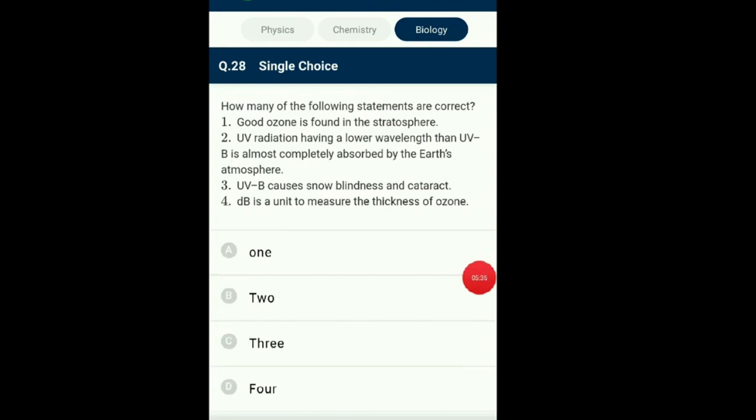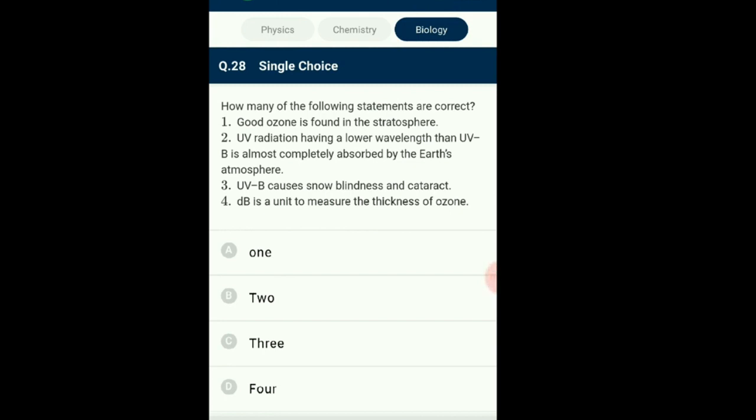Question number 28. How many of the following statements are correct? Four statements are given. Good ozone is formed in the stratosphere and it acts as a shield absorbing UV rays coming from the sun. UV radiation having a lower wavelength than UV-B is almost completely absorbed by the Earth's atmosphere. Given that the ozone layer is intact, UV-B causes inflammation of the cornea called snow blindness, cataract, etc. The thickness of ozone in a column of air from the ground to the top of the atmosphere is measured in terms of Dobson units.